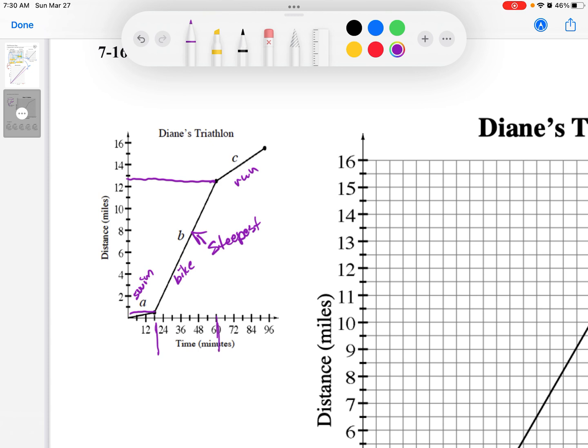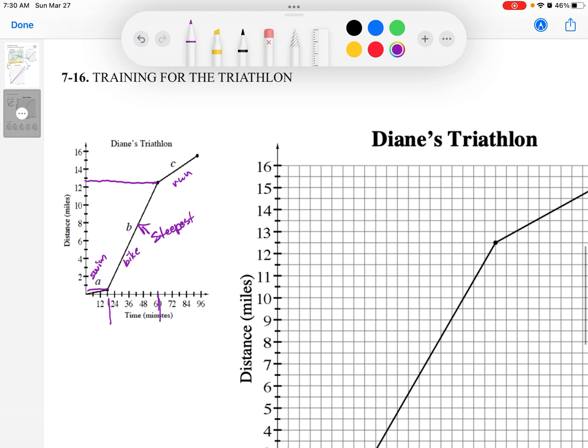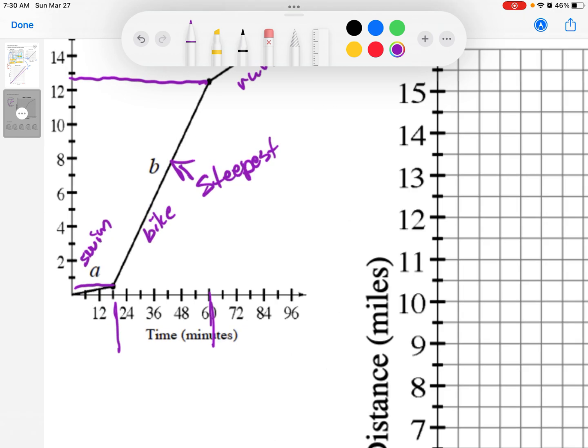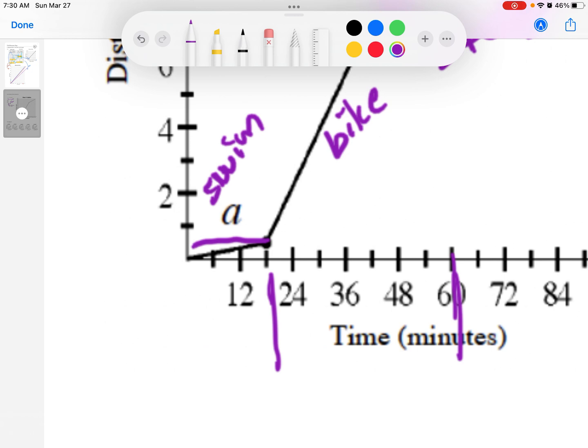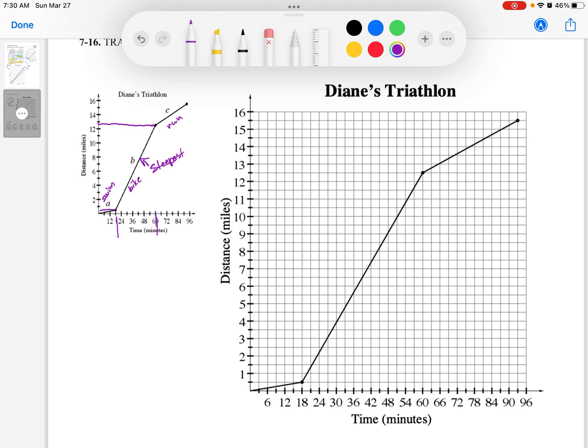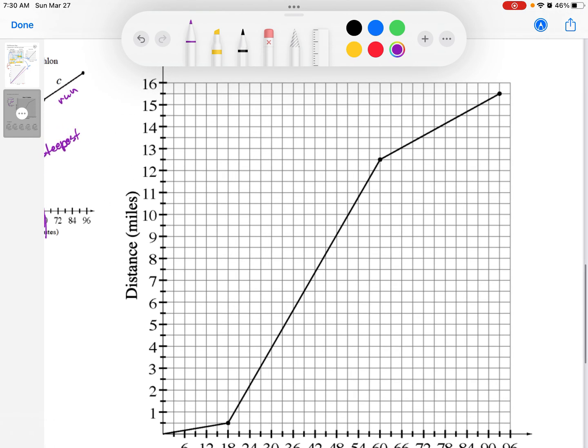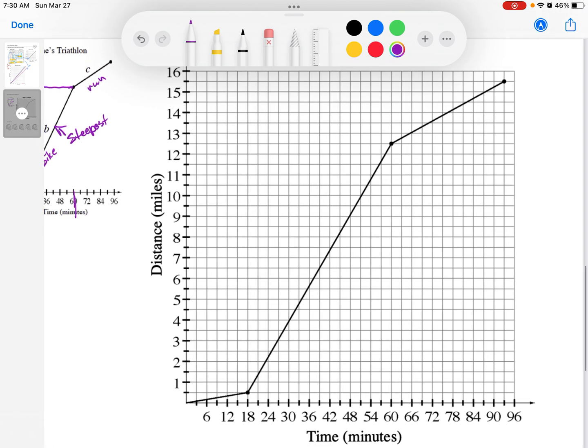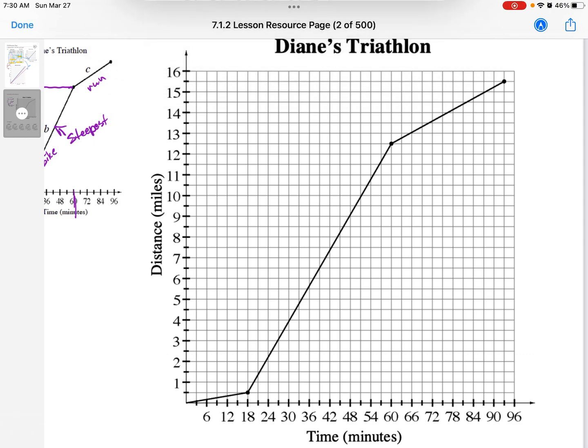What we would find is that with rate, you accomplish more distance in a shorter amount of time in that steepest part. And because Diane's swimming is really, really flat, that would mean that it's slower, okay? All right, so now we have some real data to actually use and help us find that.